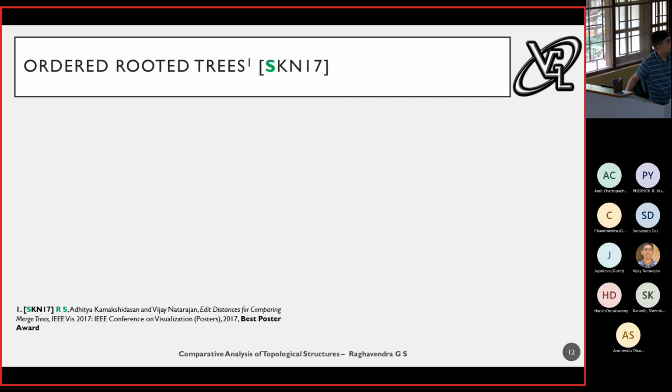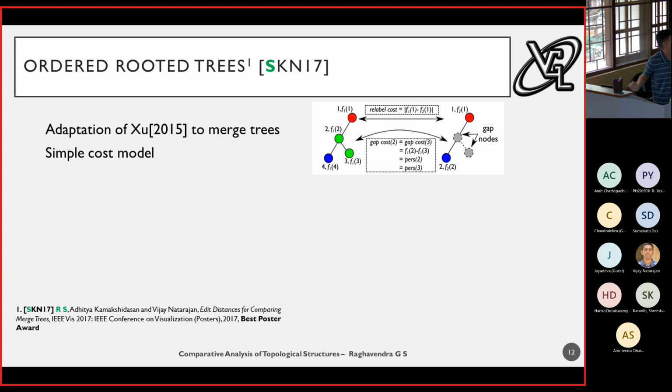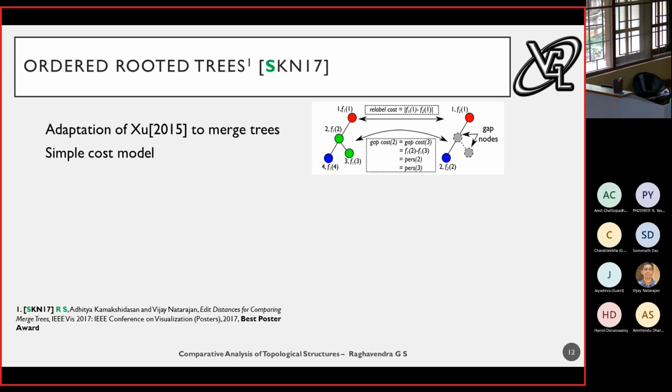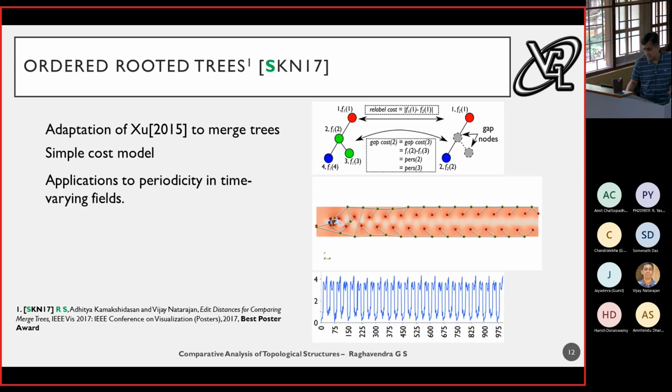With this background, we come to the first contribution, which is the ordered merge tree edit distance. Here, the assumption is that merge trees are trees with a particular ordering. They are rooted, and we define a simple cost model based on persistence and the function value difference. And we have some small applications. One such application is detection of periodicity in time varying data. Here we have a 2D vortex street where there is an obstruction, which is causing the flow to create vortices, and these vortices flow from left to right.